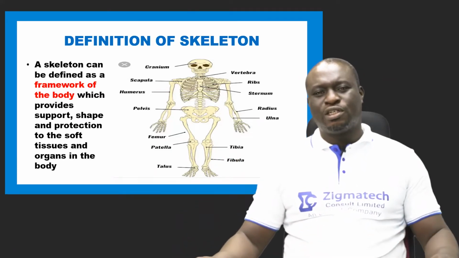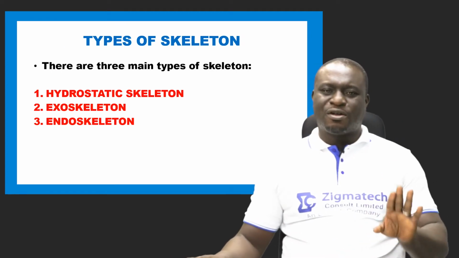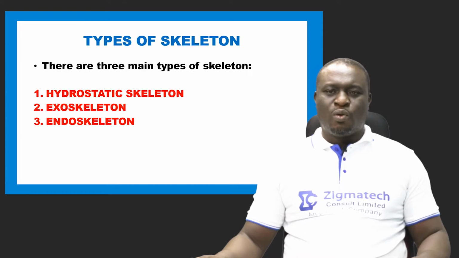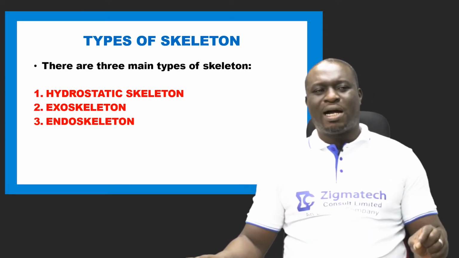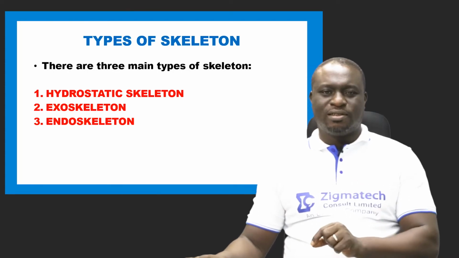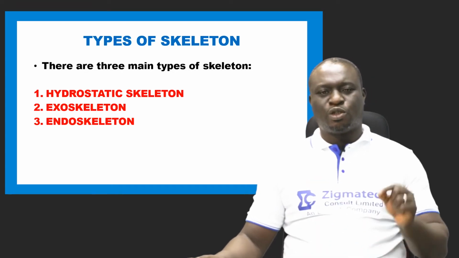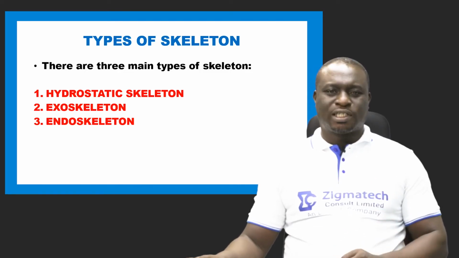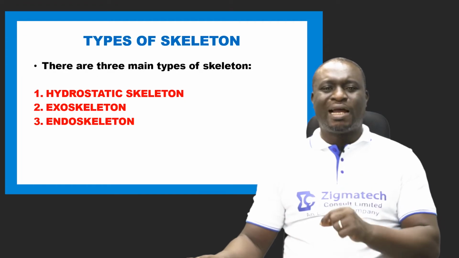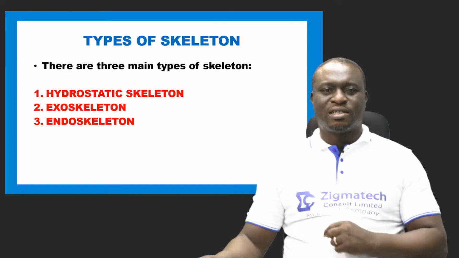Now that brings us to the discussion of types of skeleton. Basically, we have about three types of skeleton. Number one, we have what we call the hydrostatic skeleton. Number two, we have what we call exoskeleton. And number three, we have what we call endoskeleton. And we will be looking at each type of skeleton and examples of organisms that possess these skeletons.